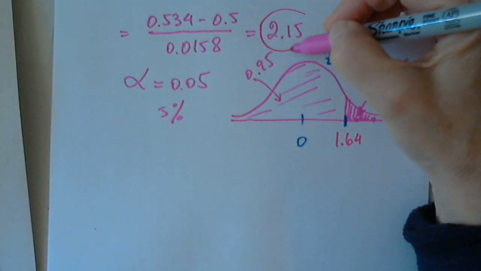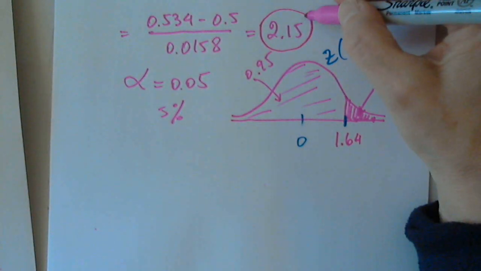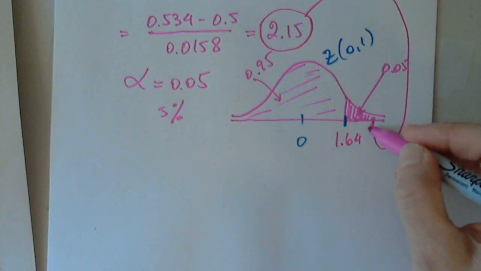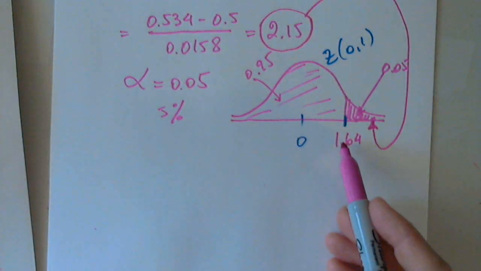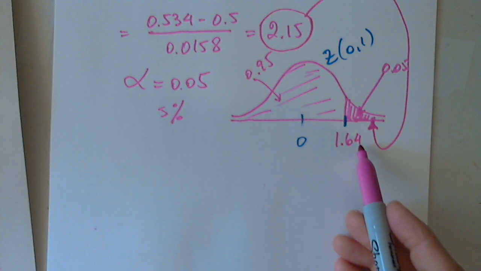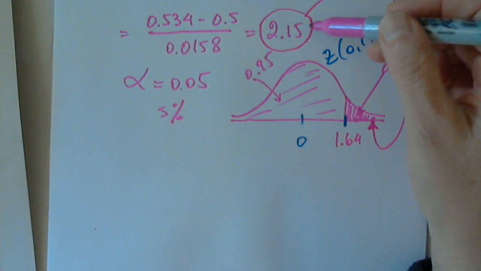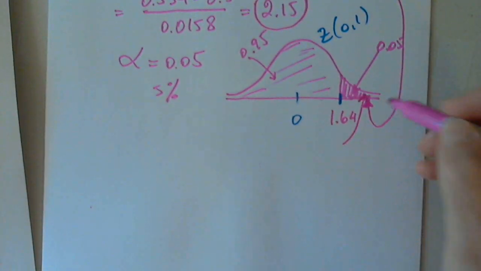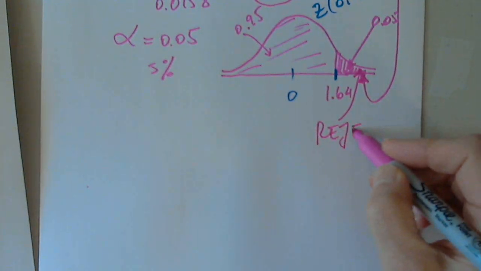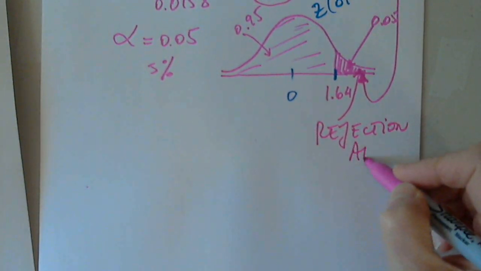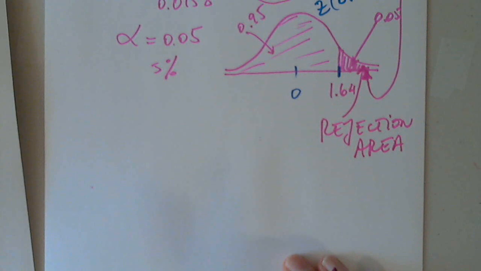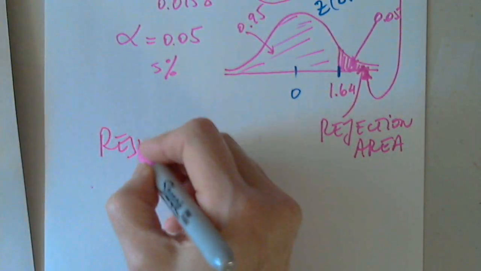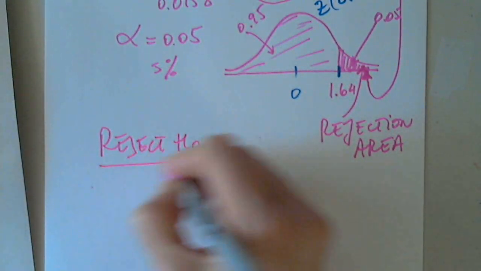Where is this number coming from the sample? It's right here. It's a number greater than 1.64. Because this number is in the rejection area, we will reject the null hypothesis.